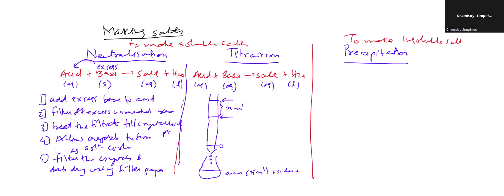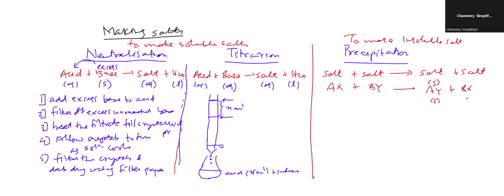Okay, now about the precipitation method. Remember that in this, always the salt is insoluble. And you often make this from two different salts. Salt plus salt gives you salt plus salt. Like AX plus BY will give you AY plus BX. Say AY is insoluble, BX is soluble, and both the reactants must be soluble. So only one insoluble product.